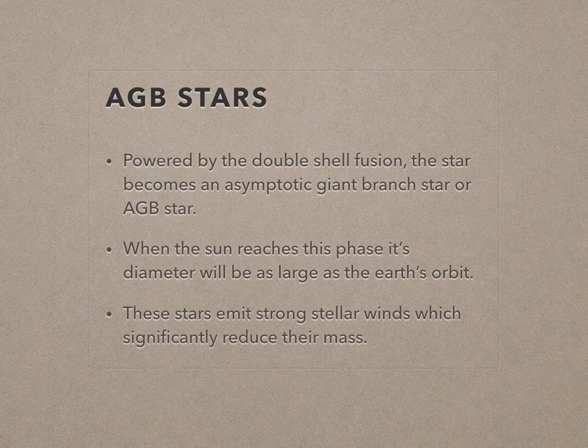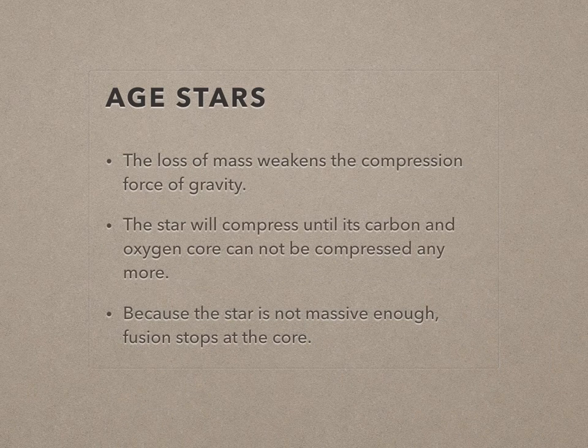AGB stars. Powered by the double shell fusion, the star becomes an asymptotic giant branch star, or AGB star. When the sun reaches this phase, its diameter will be as large as the Earth's orbit. These stars emit strong stellar winds, which significantly reduce their mass.